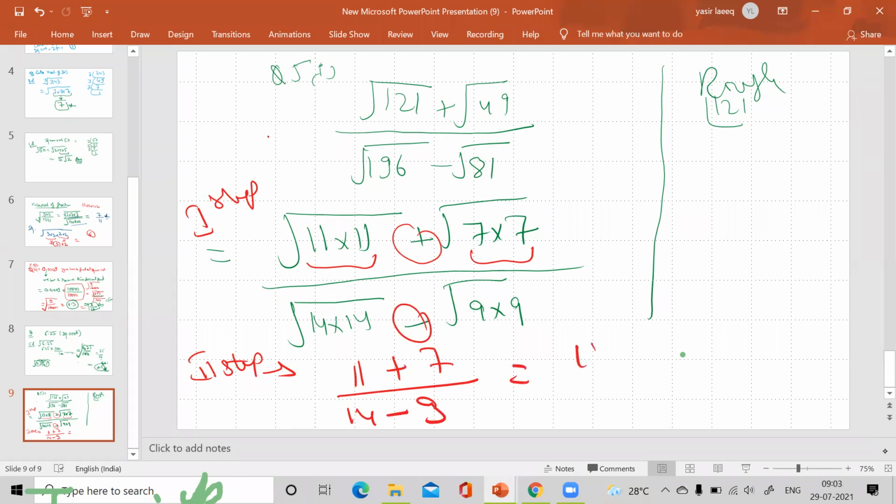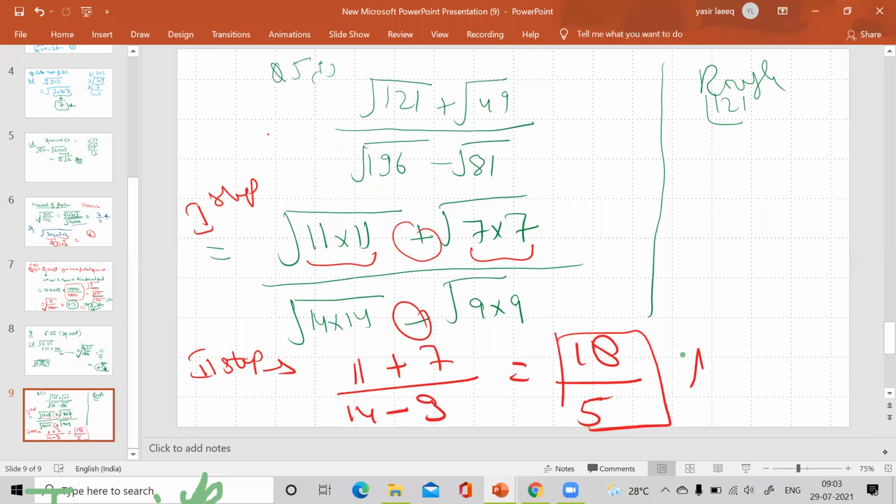11 plus 7 is 18. 14 minus 9 is 5. Okay, so this is your answer. You can turn it into an improper fraction also; this is up to you. Is it clear now? Yes, sir. Okay, please do the second part of the same question.